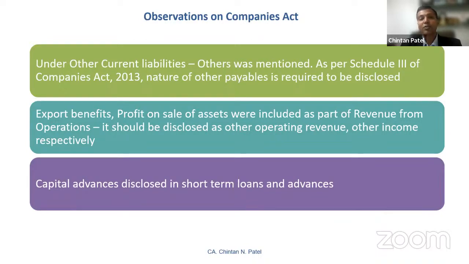In one of the companies, it was disclosed that capital advances were shown as short-term loans and advances. See, what is the nature and reason of a capital advance? The capital advance has been given so that the fixed asset is to be capitalized. So capital advance means advance given for the purpose of a capital asset or fixed assets. That means it is not going to be converted into the short term. So capital advance, even Schedule 3, Division 1 says, should be part of long-term loans and advances, not short-term loans and advances.